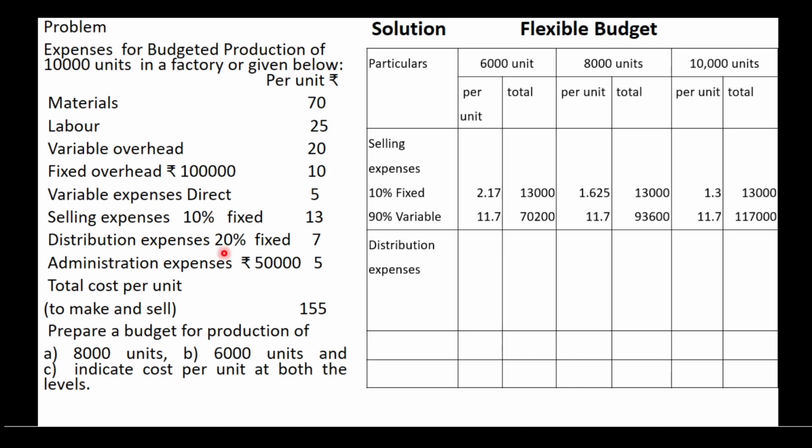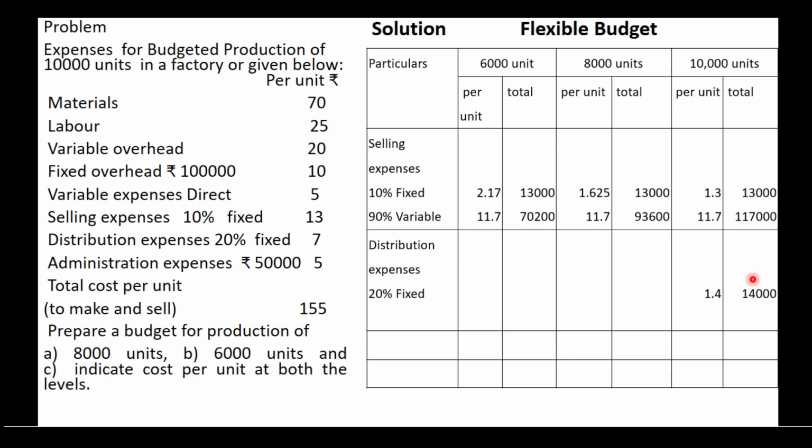In the distribution expenses, 20% are fixed. The amount is 7 rupees, and of that 7 rupees, 20% are fixed. The remaining 80% are variable. So 7 into 20 divided by 100 is the fixed amount under the 10,000 units, which is 1.4 rupees. So now the amount is 1.4 into 10,000. So the total amount is 14,000 rupees.